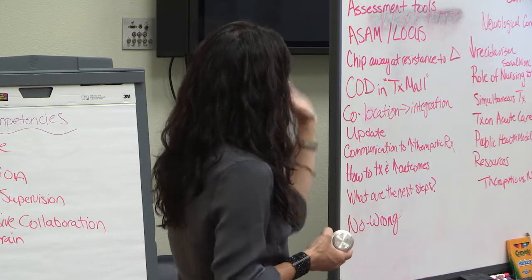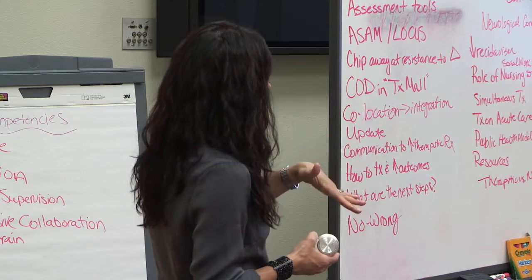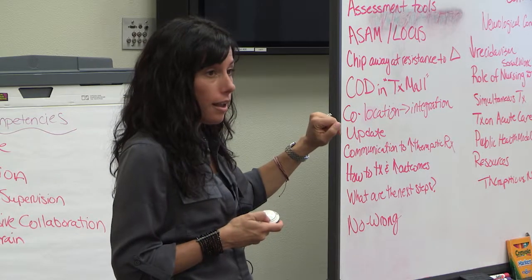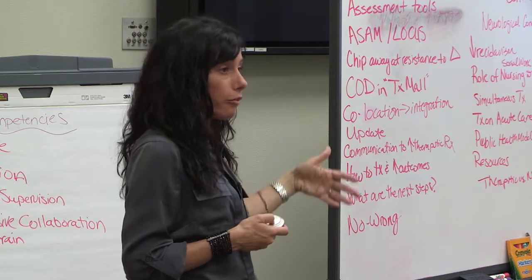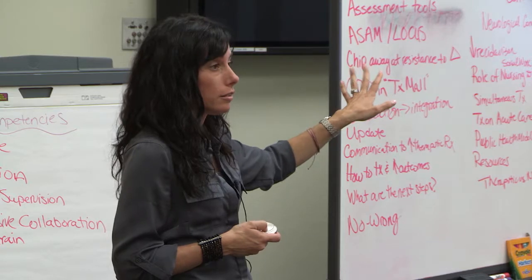So now they have early remission, where the criteria are not met for 3 months but less than 12 months, and sustained remission, where criteria are not met for 12 months, except for craving. Craving is still allowed even after 12 months. Why? For some people, they could have cravings for 20 years, for 30 years, for even longer than that. It is a normal part of the process of recovery. We can't expect it to go away before we say that someone has recovered.